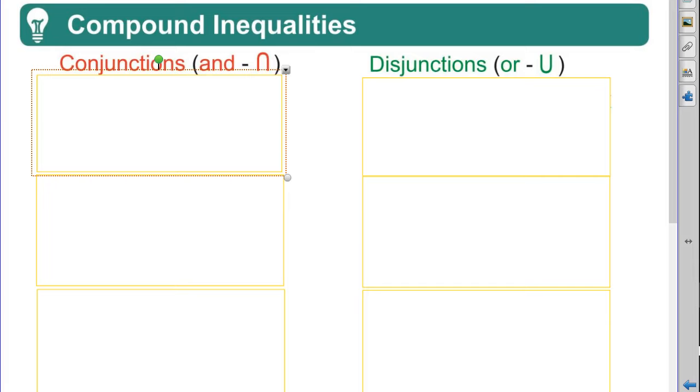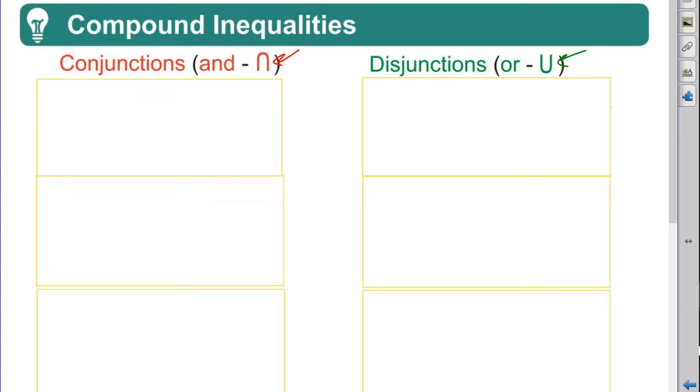How do you know a conjunction? It'll either have the word and, or it'll have the conjunction symbol, which is intersection. And remember, the solution to a conjunction is the intersection. Now, you got to know that, or you're not going to get a conjunction. Disjunction will use the word or, and remember, the solution is the union. You got to know that, or you're not going to get them.